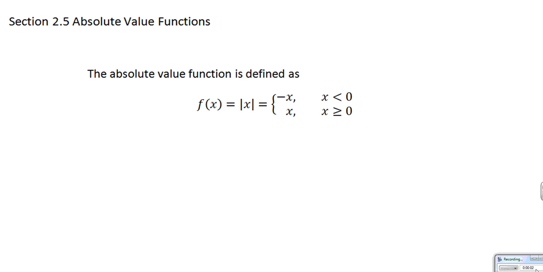Absolute value functions are what we call piecewise linear functions. The definition of an absolute value function looks a little strange at first. The absolute value of x is equal to negative x if x is less than 0, and x if x is positive. It might be easier to think of that first part of the definition as: the absolute value of x is the opposite of x if x is negative. If x is negative 3, the opposite of negative 3 is positive 3. Most people remember the absolute value function as making something positive.